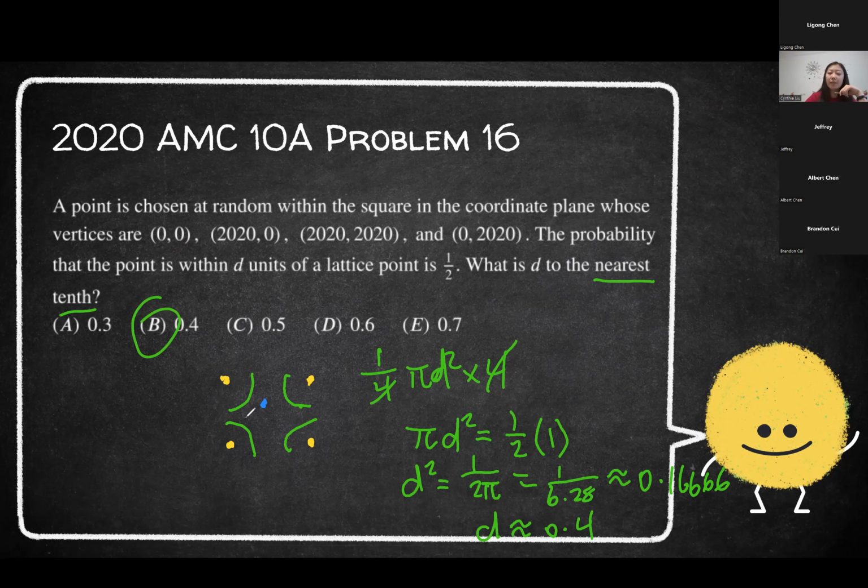So in this case, you did have to use locus, but you just had to figure out the area of those 4 quadrants and then use probability to find d to the nearest tenth. We'll go ahead and clear all of that, and we'll go to the next example.